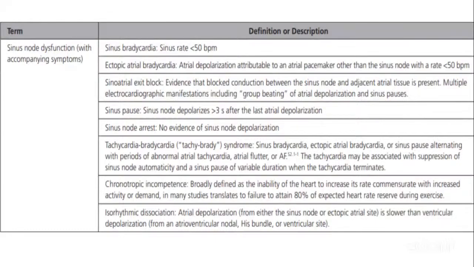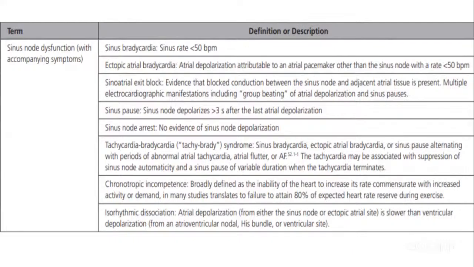I hope we're able to see this table. Like I said, it's going to manifest in different ways. Number 1 is patients may manifest with just a heart rate less than 50 beats per minute. That is what we call sinus bradycardia, like I said.